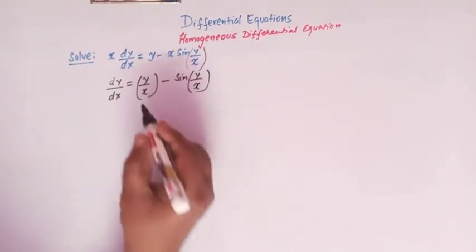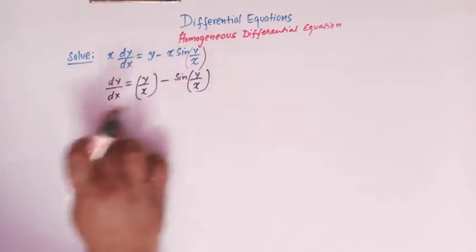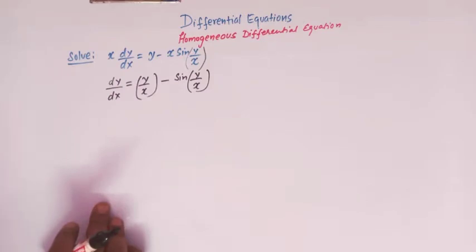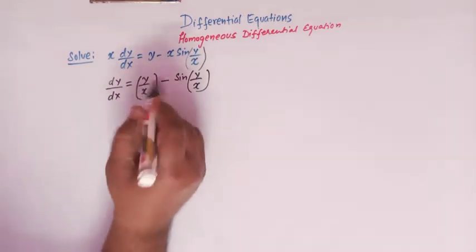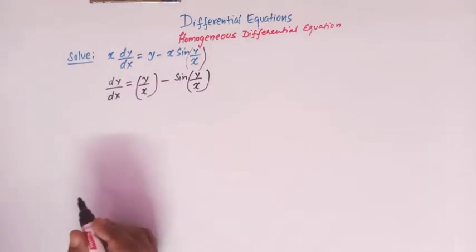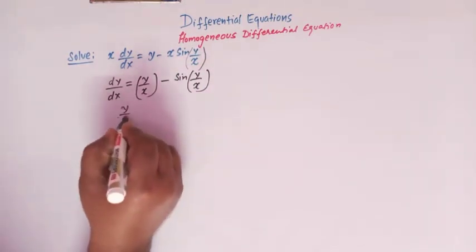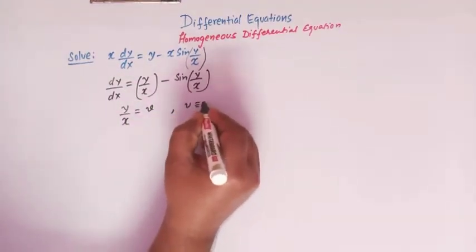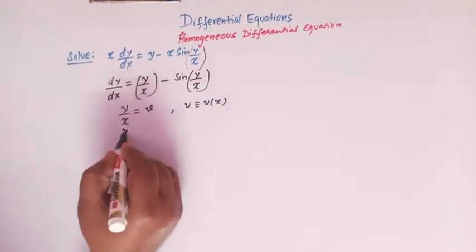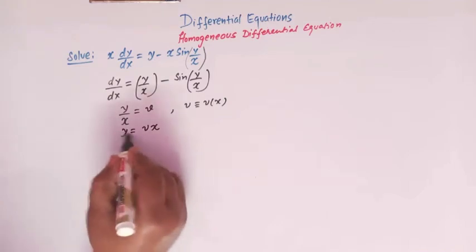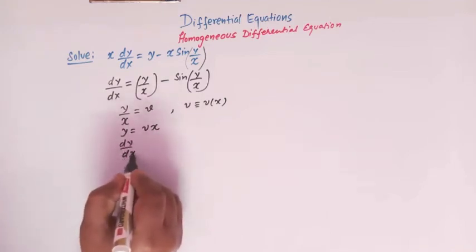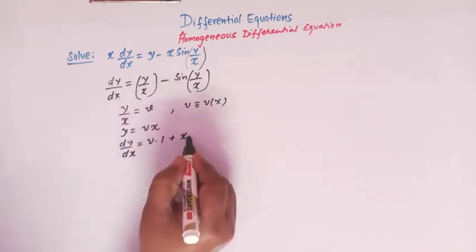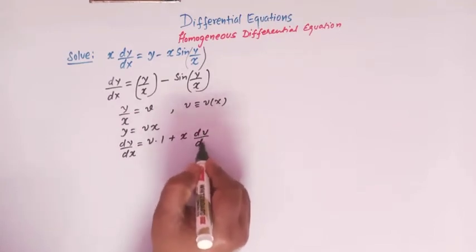Now we see that this differential equation falls in the category of homogeneous differential equation, and such equations are solved by making the substitution y over x is equal to v, where v is some function of x. So now we can write y is equal to vx, and here dy over dx is v times the derivative of x, which is 1, then we have x times dv over dx.